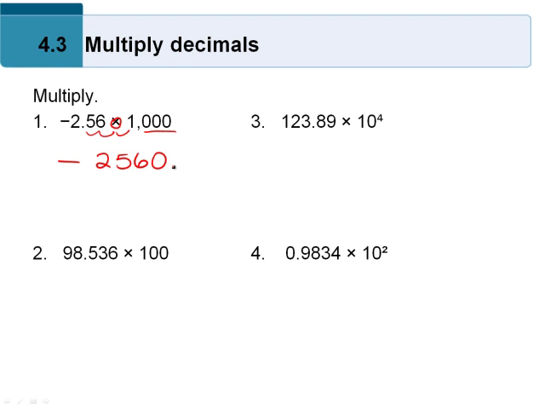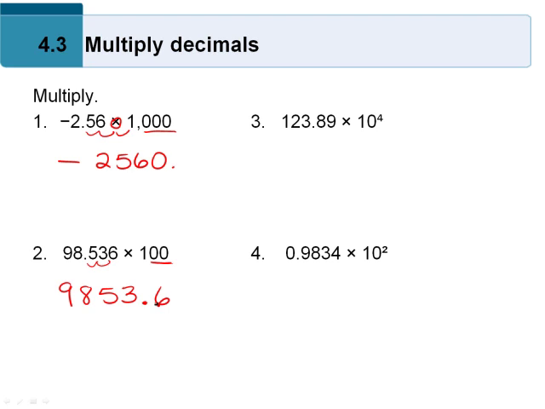Look at number 2. 98.536 times 100. So there's 2 zeros in the power of 10. So I need to take my decimal point and I'm going to go 2 places to the right. So I'm going to go whoop whoop, just like that. Okay? So 9853.6 is what the answer is.